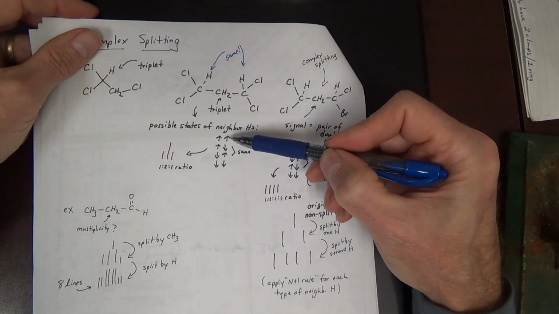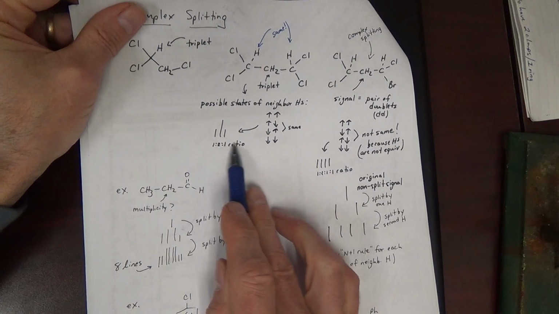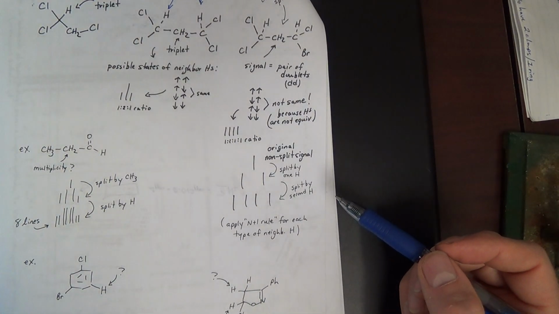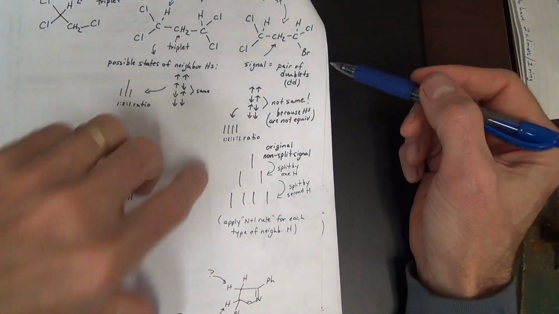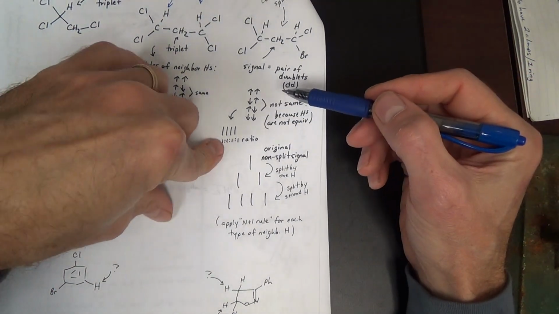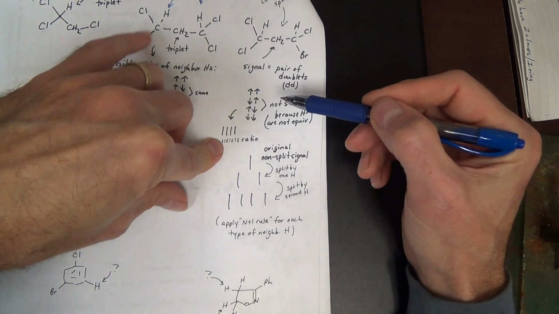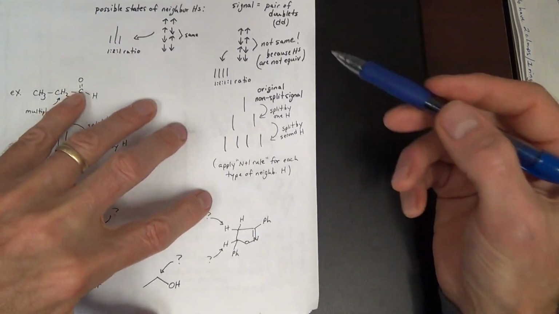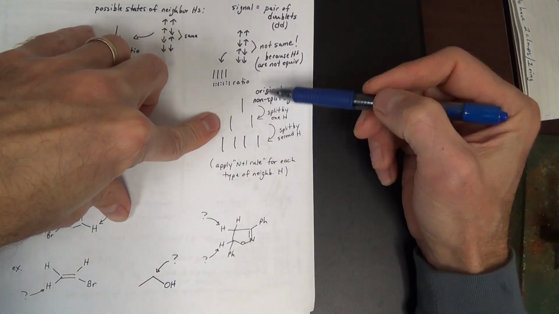Where this ratio will be 1, 2, 1, and it will be a 3-line triplet. How do we get to 4 lines? Well, that's the theory. We can also look at this in this manner.